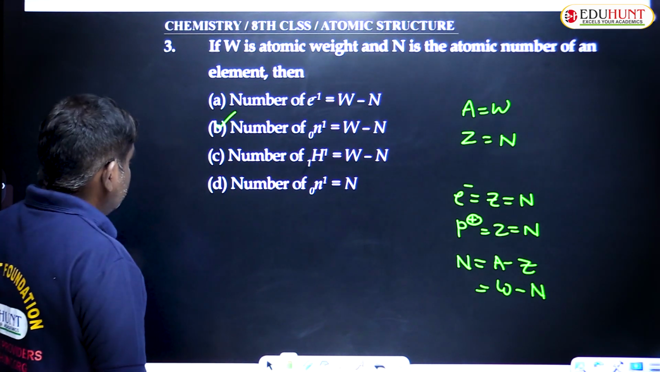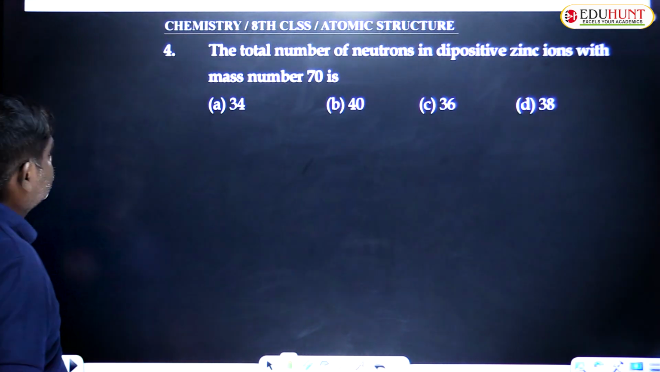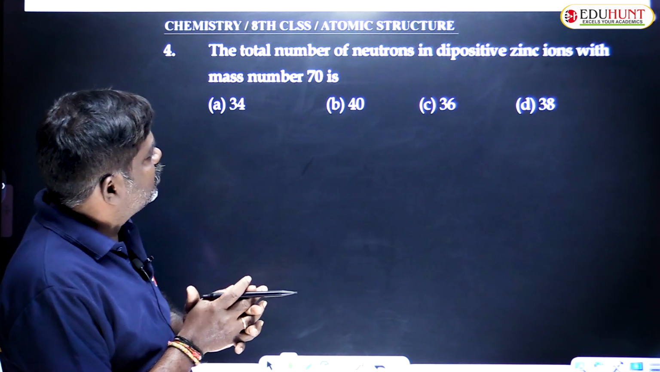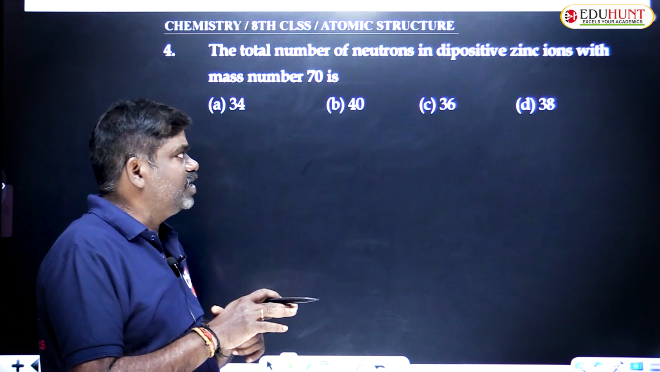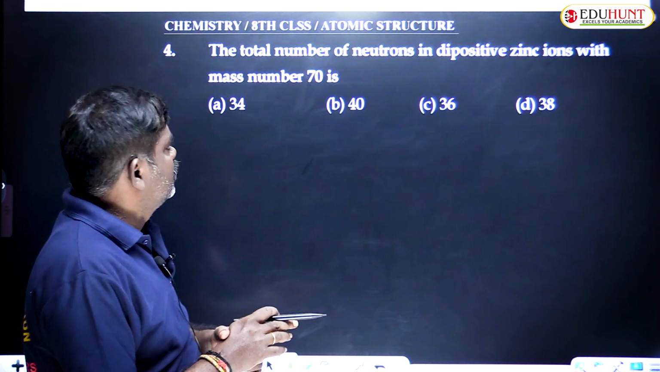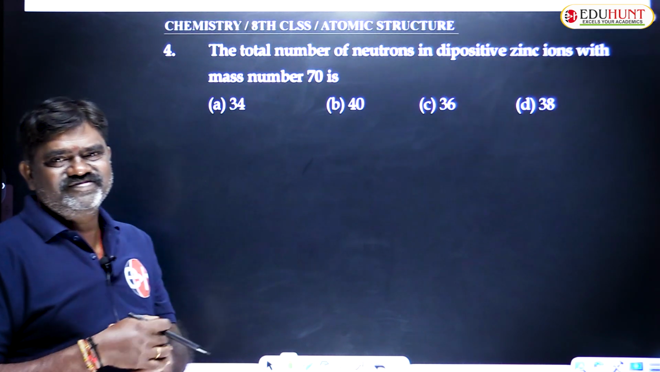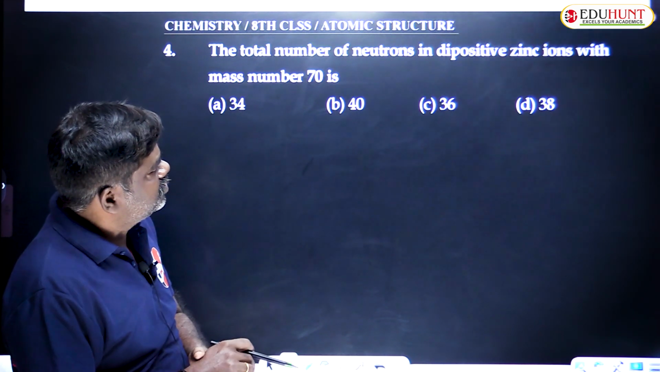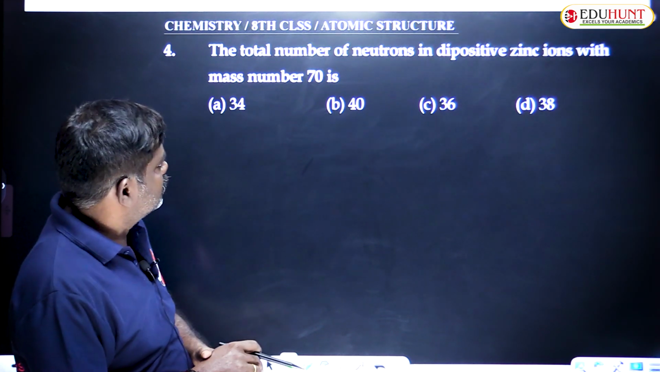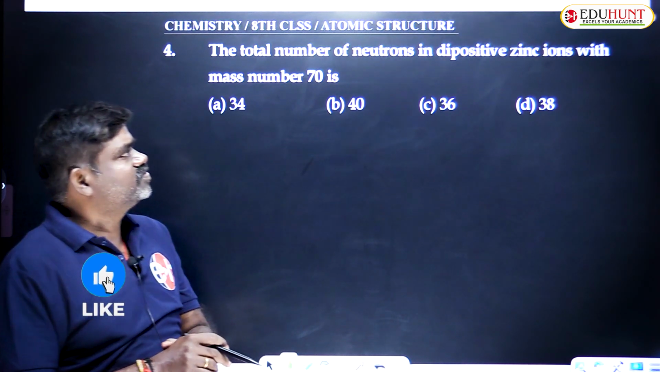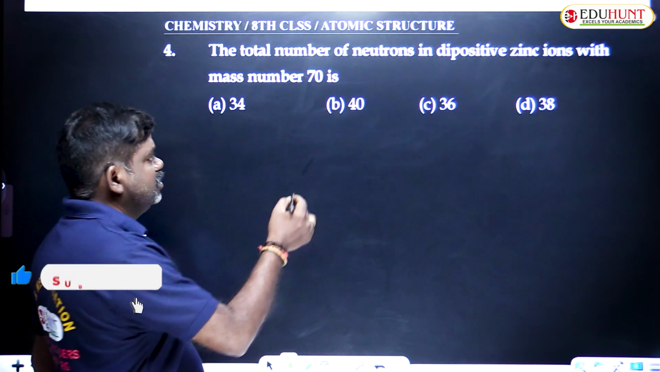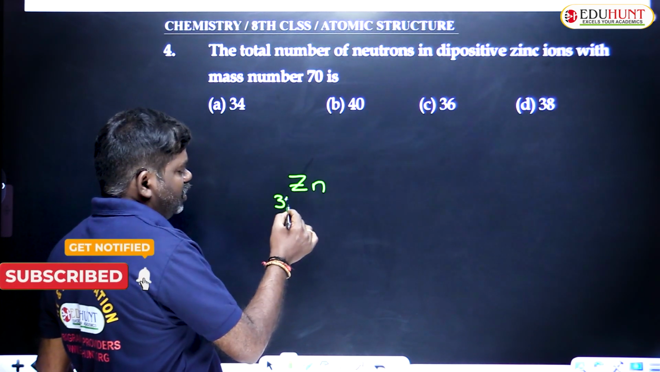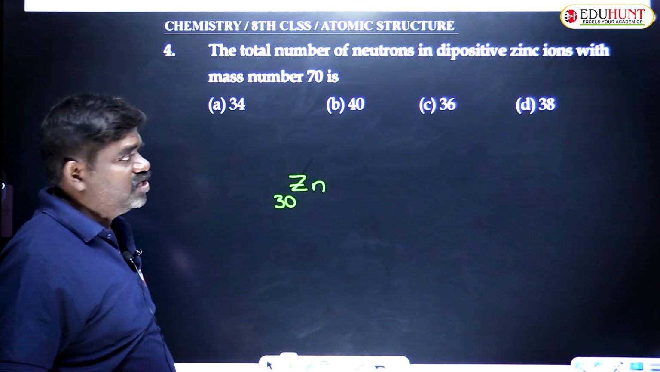It is over. Let's take another question. The total number of neutrons in a di-positive zinc ion with mass number 70. So generally, the atomic number of zinc is 30.